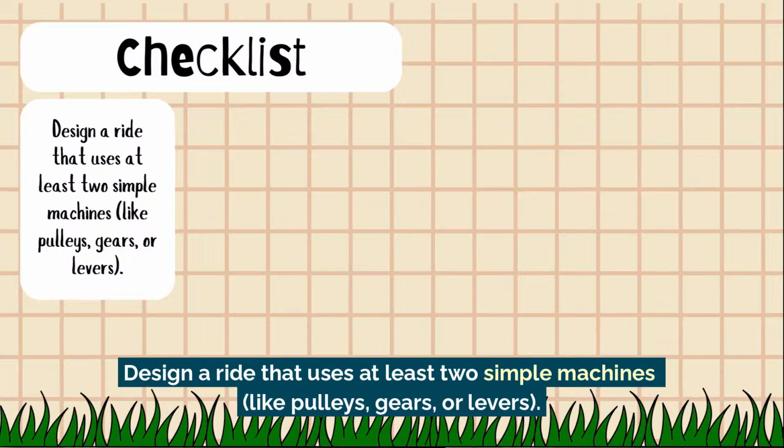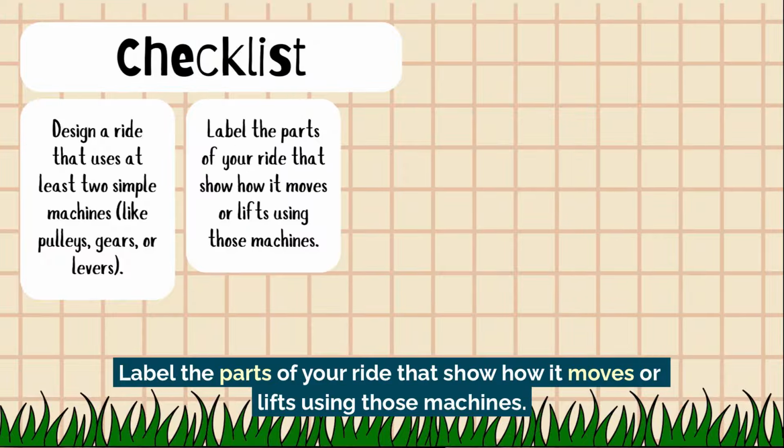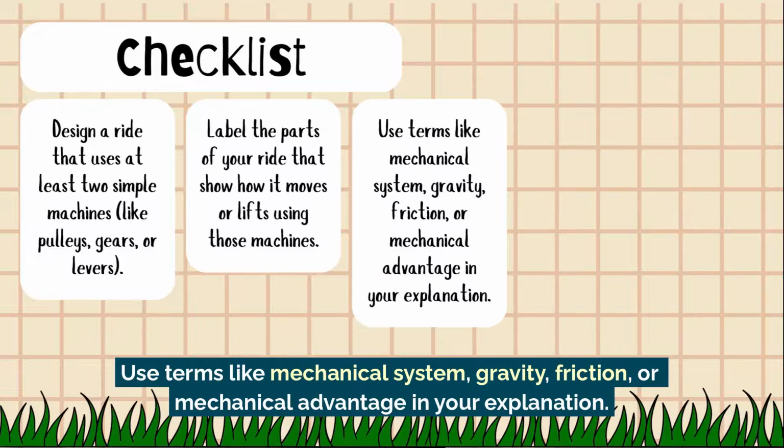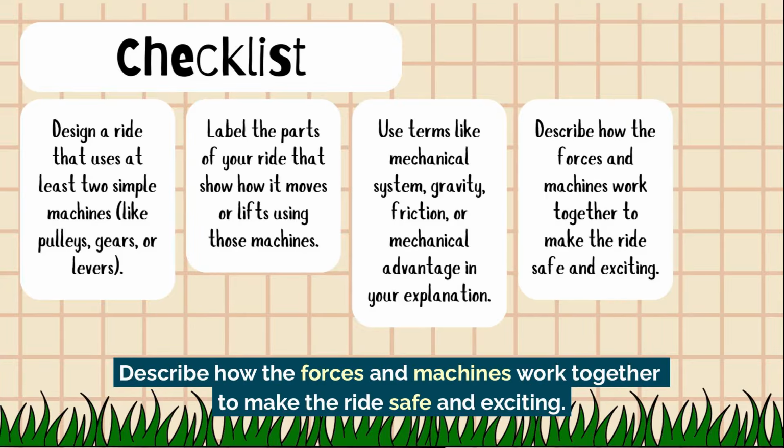Design a ride that uses at least two simple machines, like pulleys, gears, or levers. Label the parts of your ride that show how it moves or lifts using those machines. Use terms like mechanical system, gravity, friction, or mechanical advantage in your explanation. Describe how the forces and machines work together to make the ride safe and exciting.